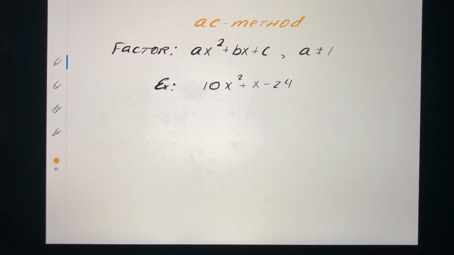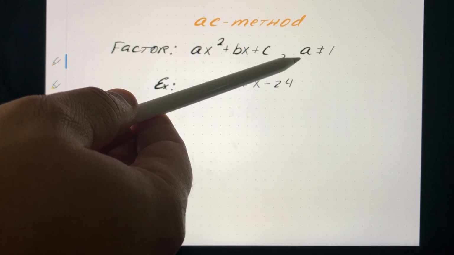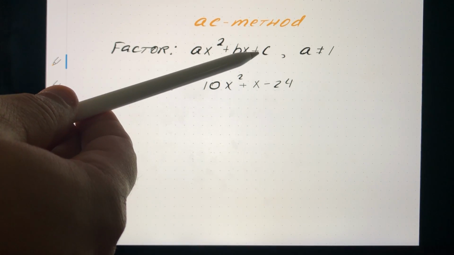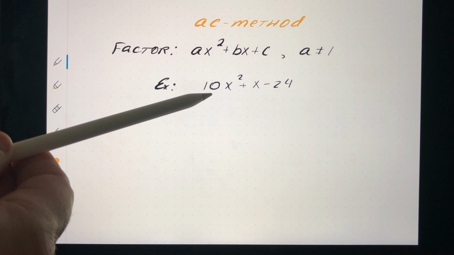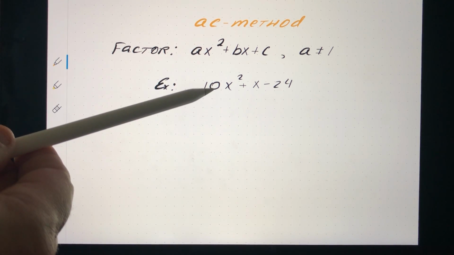Hello, in this video let us try to factor a trinomial where the front number is not 1. The method to use in this case is the AC method. So let's look at an example. Here is a trinomial, the front number is not 1.